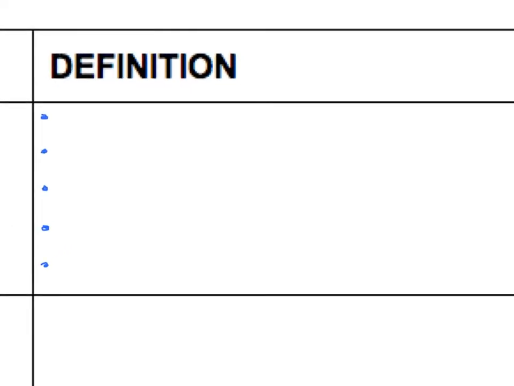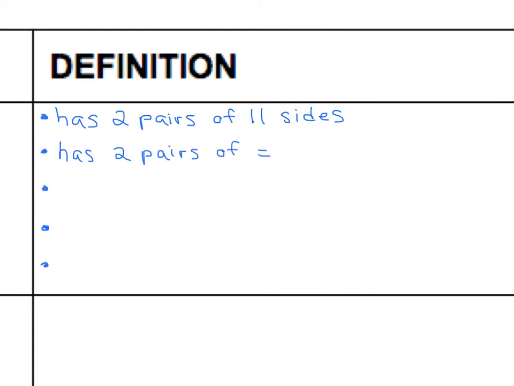For the first one, it has, by definition, hence the name, 2 pairs of parallel sides. It also has those same pairs of parallel sides are also congruent sides. The next thing we need to know has to do with the angles, not the sides. And that is that opposite angles are congruent in a parallelogram.